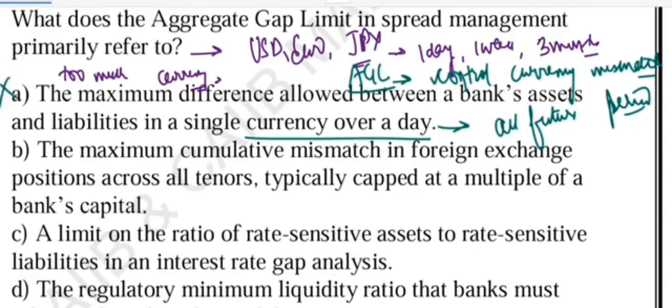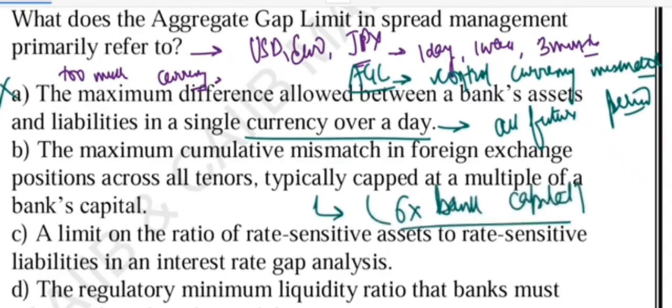Option B says yes, AGL, that aggregate gap limit, tells the bank that you can't have a foreign exchange mismatch beyond a certain limit. And if we talk about this limit, it is set at 6 times the bank capital. So this AGL tells the bank that you can't have a foreign exchange mismatch beyond a certain limit.